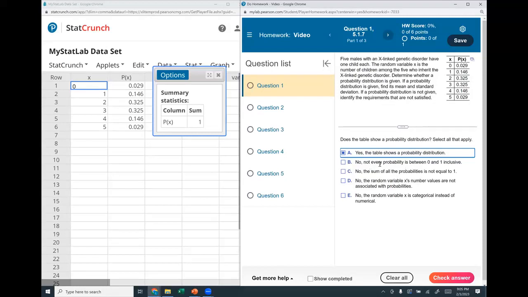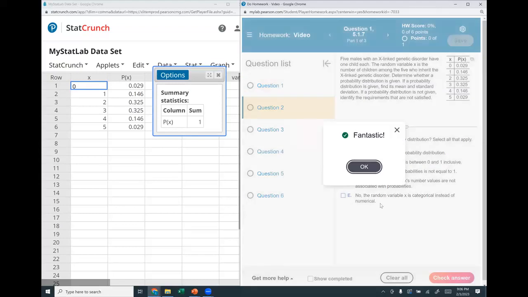If it didn't have all the probabilities between 0 and 1, then we would say no. If all the probabilities did not sum to 1, we would again say no. If the X's number values are not associated with probabilities, well, they are. And the random variable X is a category instead of numerical? No, they're numbers. All right.